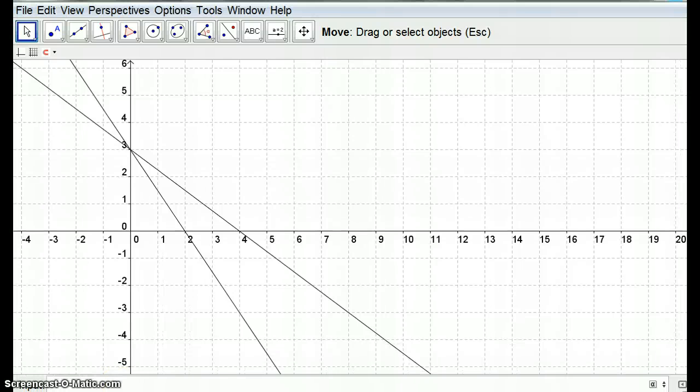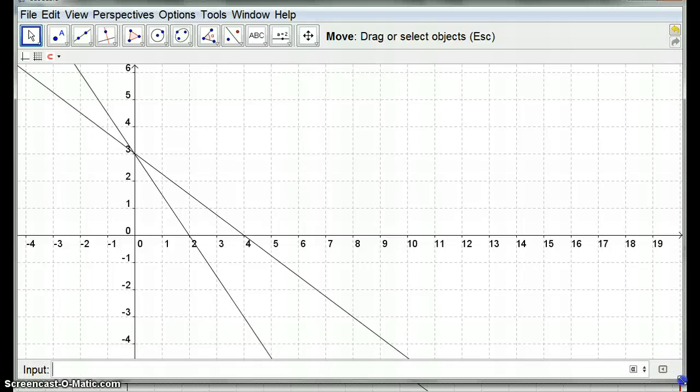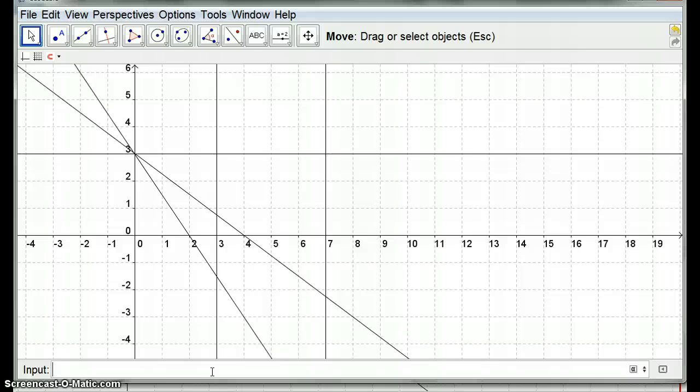So firstly, I'm just going to give you a bit of a reminder of ones we have done that will be in the test. And that's if I go x equals 3, I get a vertical line. x equals 7, vertical line. y equals 3, horizontal line. y equals -4, horizontal line. So those will be in the test. We have actually done those.